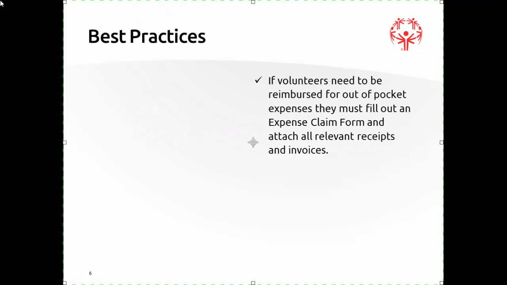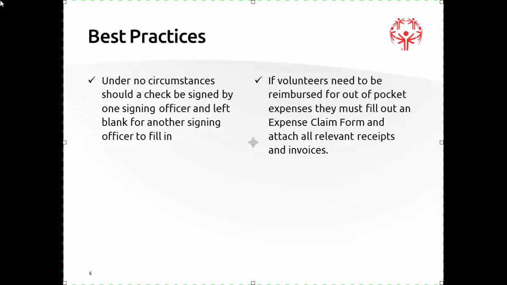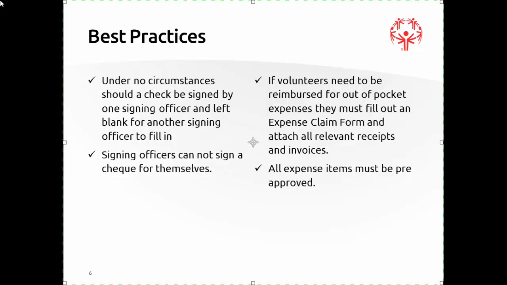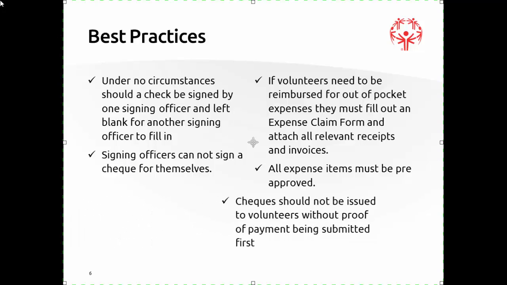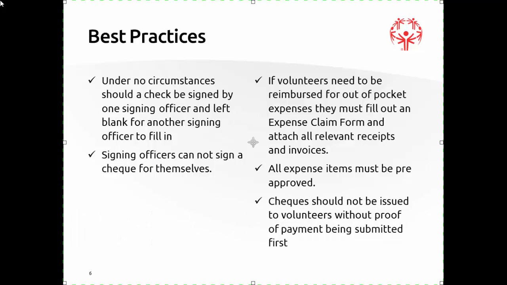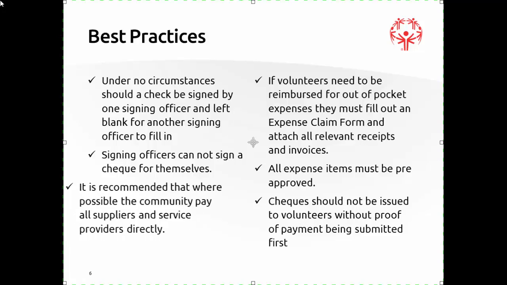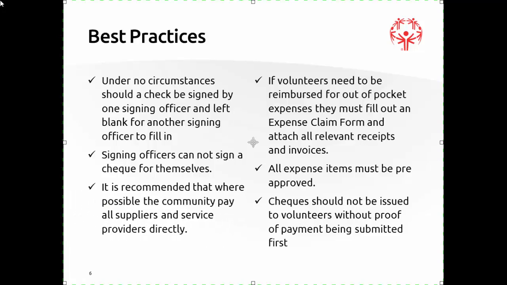Best practices. If volunteers need to be reimbursed for out-of-pocket expenses, they must fill out an expense claim form and attach all relevant receipts and invoices. Under no circumstances should a check be signed by one officer and left blank for another signing officer to fill in. All expense items must be pre-approved. Signing officers cannot sign a check for themselves. Checks should not be issued to volunteers without proof of payment being submitted first. And it is recommended that where possible, the community pay all suppliers and service providers directly.